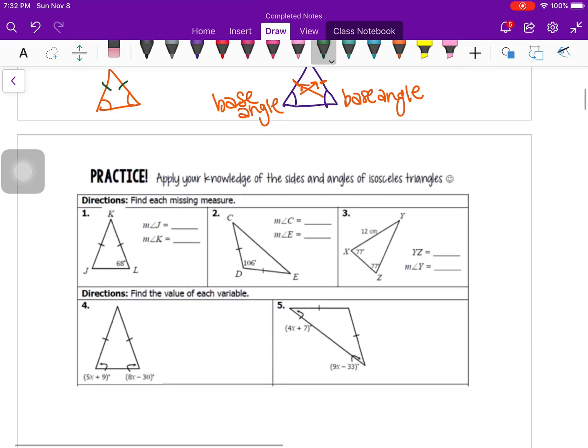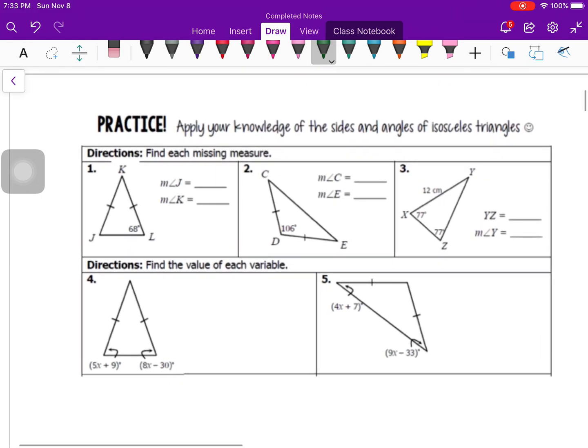So let's do some examples. We want to find each angle measure. In number 1, we know we have an isosceles triangle because we have two sides congruent. We have one base angle of 68 degrees. So we know by those theorems that the other base angle is congruent and it is 68 degrees. That is the measure of angle J.